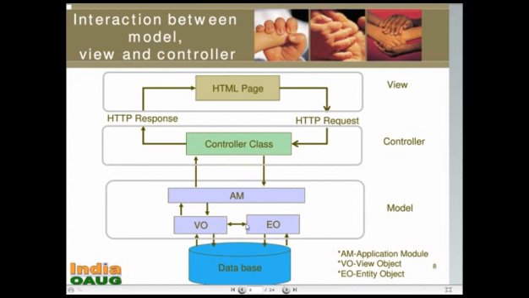And whether you create VO or EO, AM is mandatory. Application module is mandatory. It will handle your transactions. That is about the model, so we completed the model. It has BC4J components, business components for Java: AM, view object, entity object.